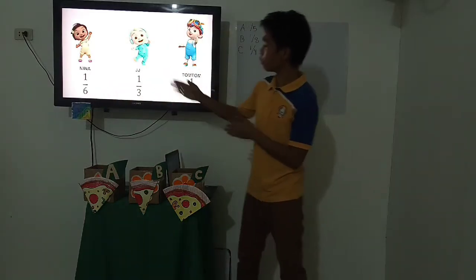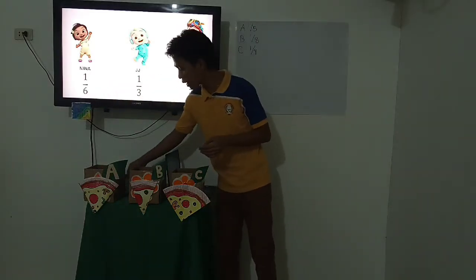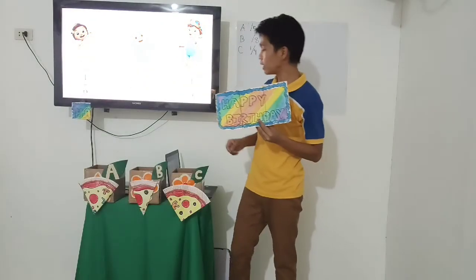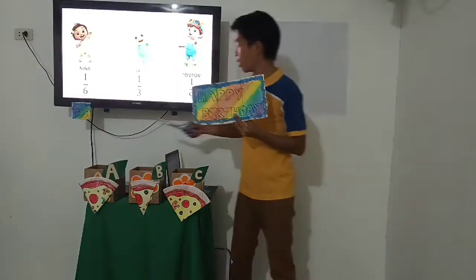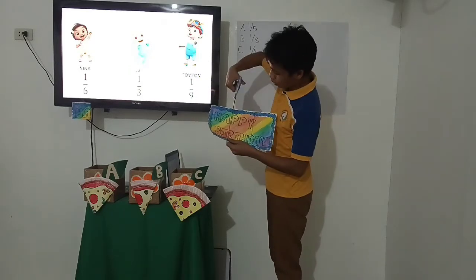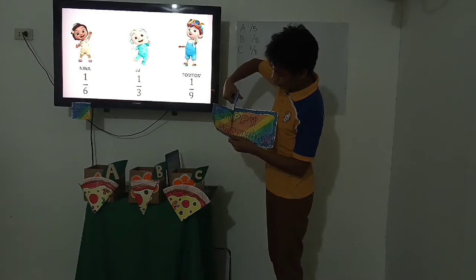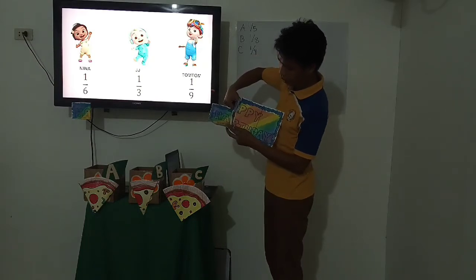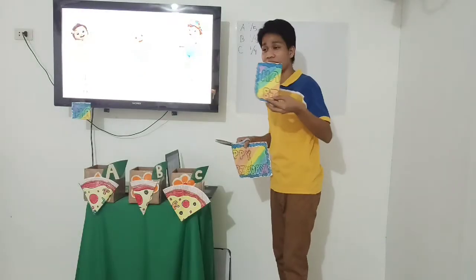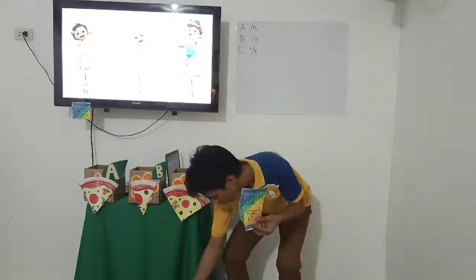Now let's take a look at 1/3. We will divide the cake into how many pieces? 3 pieces. Okay? 1, 2, 3. If this is the cake, we will cut it in here. And 1/3 looks like this big. Okay?